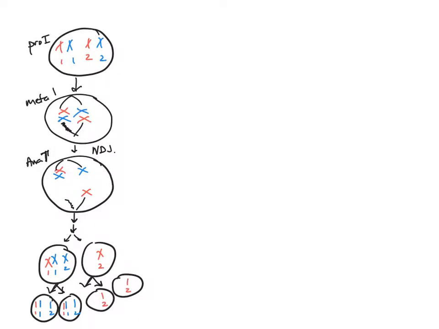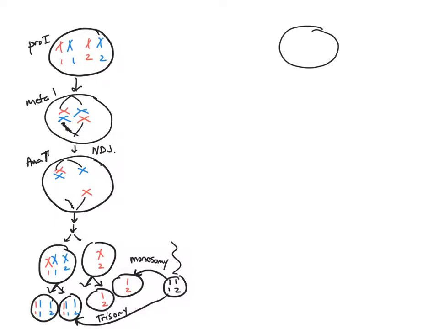Okay, so if a normal sperm, let's say this normal sperm that just has a 1 and a 2, fertilizes one of these 2, we're going to end up with a trisomy of the first chromosome, right? We'll have 3 number 1s, 2 number 2s. If it fertilizes one of these 2, we're going to end up with a monosomy, only 1 number 1 and 2 number 2s. Now, let's contrast this with a non-disjunction in meiosis 2.